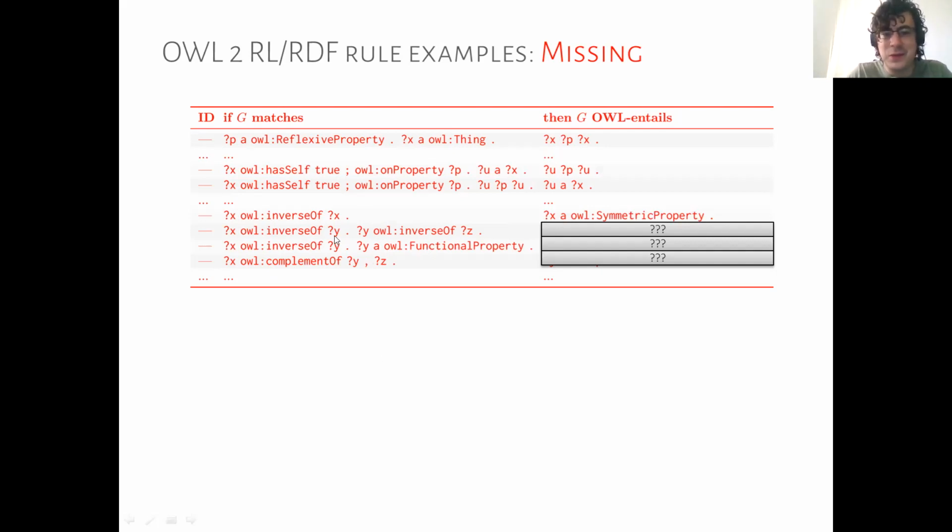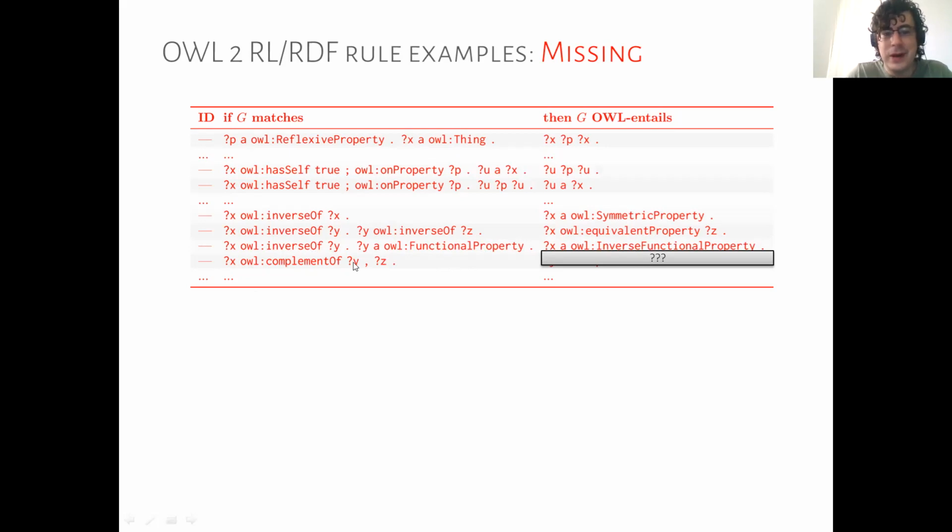If X is the inverse of Y and Y is the inverse of Z, if we think about it for a second, we might see that X and Z must then be related somehow. And in this case, they're related through being equivalent properties. They're the exact same property. If X is the inverse of Y and Y is a functional property, then X is an inverse functional property, right? So inverse functional property is like functional property in the other way. So if we combine inverse of with functional property, we get inverse functional property.